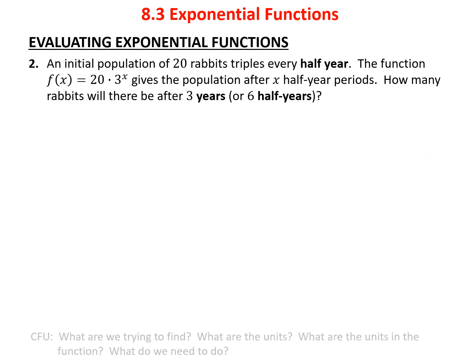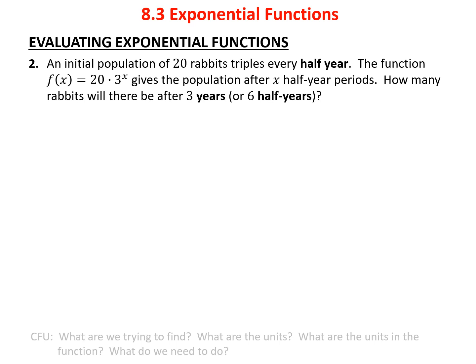So let's try this again with rabbits. We did this earlier in the year. We're going to start with 20 rabbits, and they triple every half year. So the function is f of x equals 20 times 3 to the x, and this gives the population after x half years. So it starts with 20 and triples every half year, or every 6 months. How many rabbits will there be after 3 years?